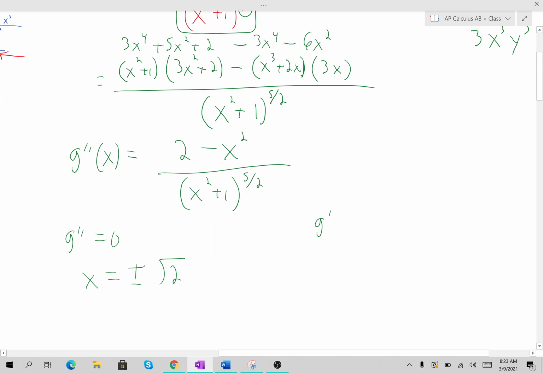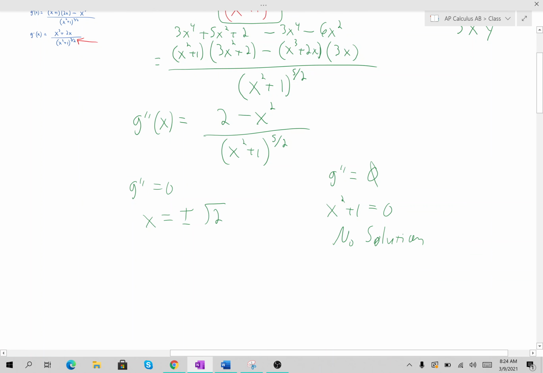And we want to know where it's undefined. That happens when the denominator is 0, but that never happens. That has imaginary answers. Okay, so our whole second derivative number line only has negative root 2 and positive root 2 on it.